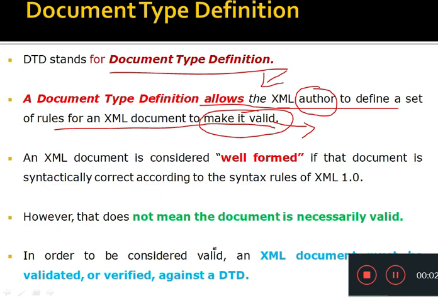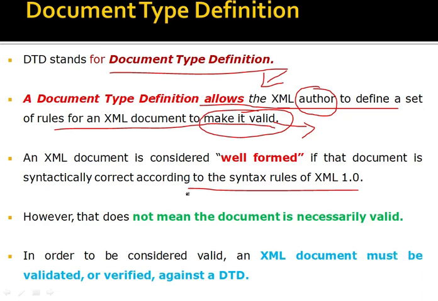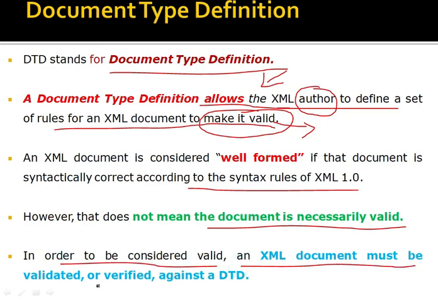An XML document is considered well formed if the document is syntactically correct according to the syntax rules of XML. However, it does not mean that the document is necessarily a valid document. In order to be considered valid, an XML document must be validated or verified against a DTD. So when you say an XML document is a well-formed document, it must still be validated or verified against the DTD.